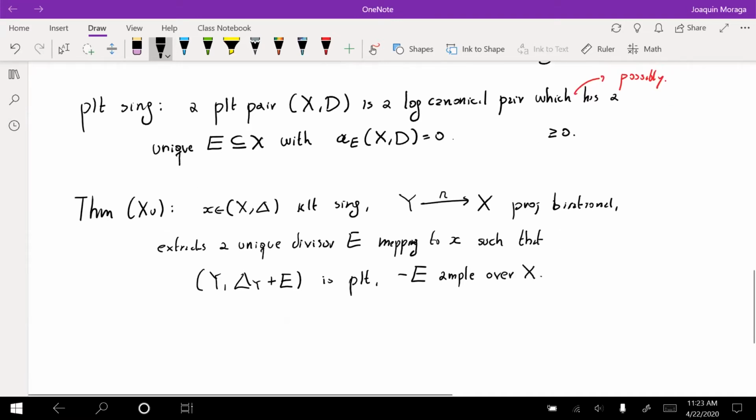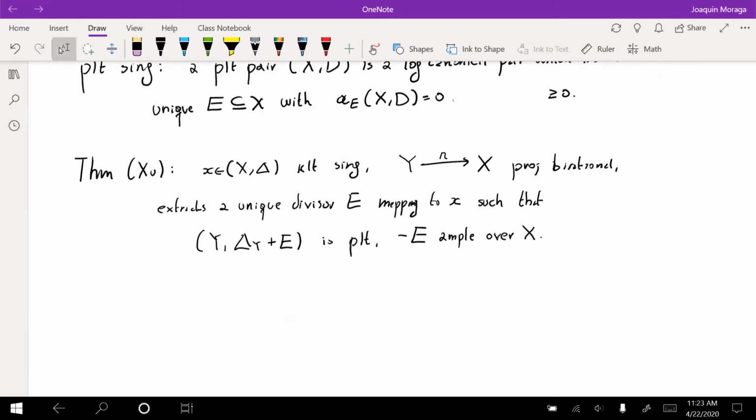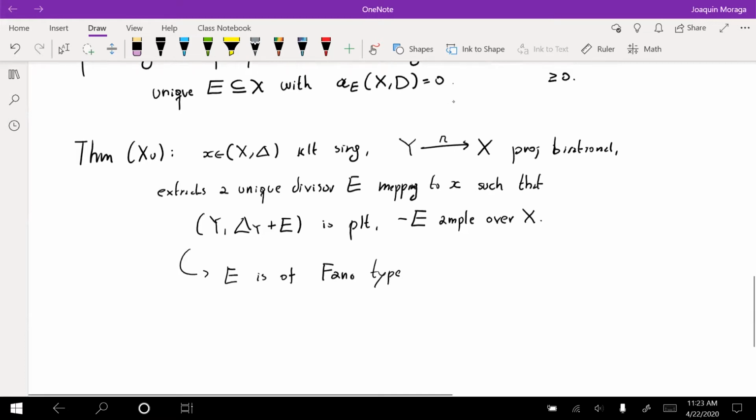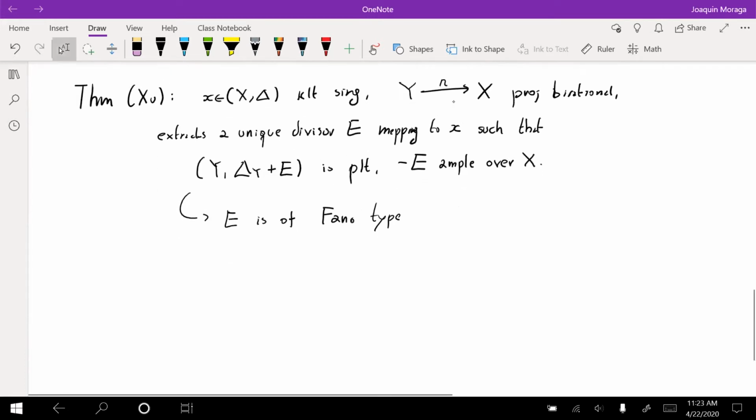So essentially, this theorem says that you can do some special blow-up that will extract, well, after doing adjunction, you will see that E is actually a Fano type variety. So you extract a unique Fano type variety over your singularity. And this is really useful to study the singularity itself, because you can reduce a local problem to a global problem. But in general, not every problem can be reduced to the global setting by doing this.